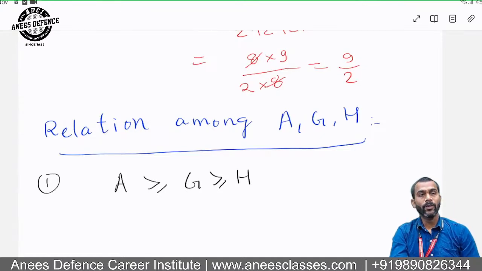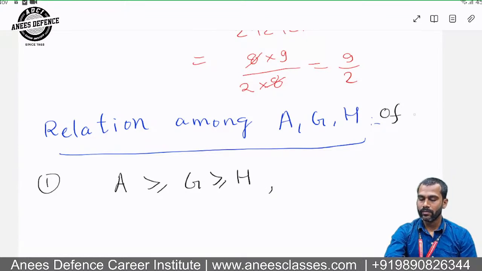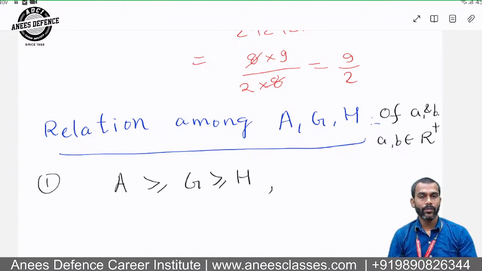Sometimes, suppose we have x plus 1 by x, x is positive, it is greater than or equal to 2, since AM is greater than or equal to GM. So I'm talking about AGH of A and B, where A and B are positive real numbers.